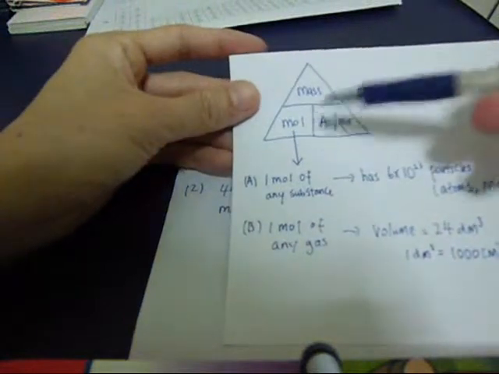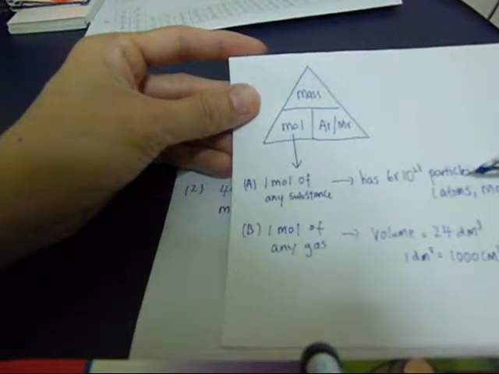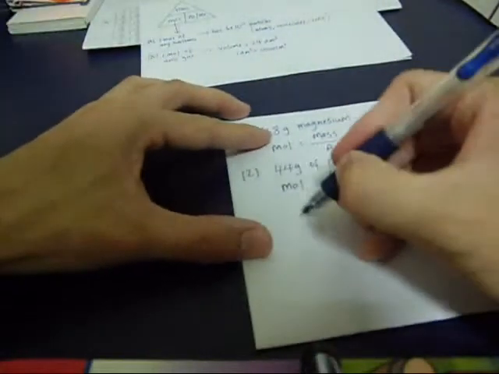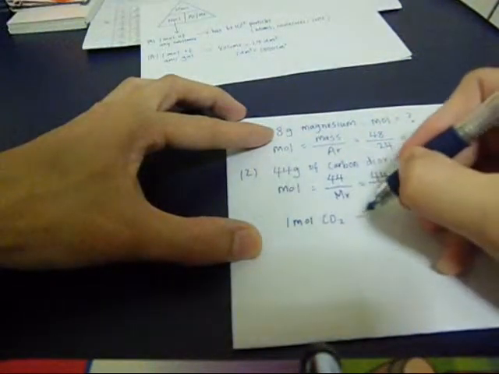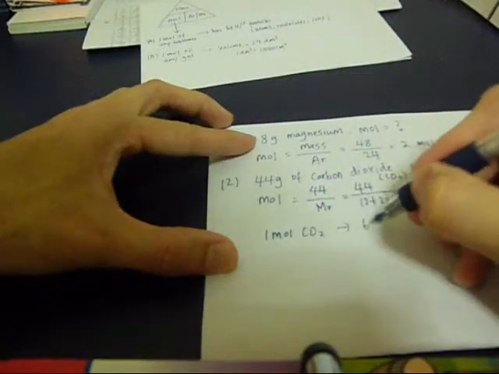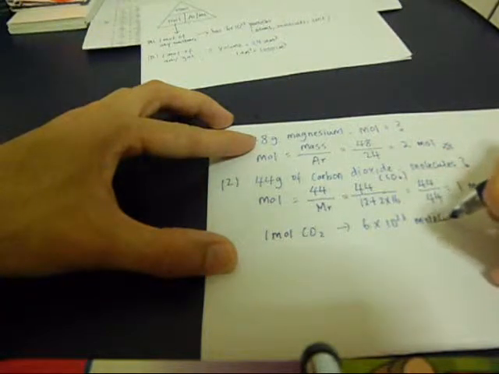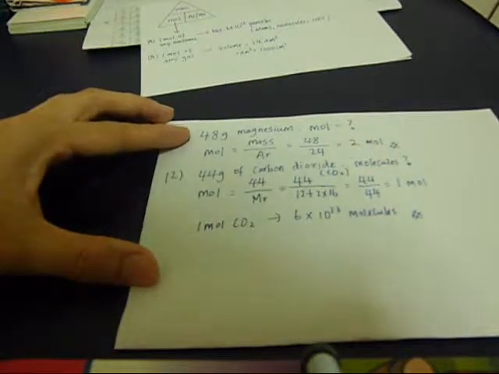After you found 1 mole already, 1 mole of any substance has 6 times 10 to the power of 23 particles. So 1 mole of CO2, how many molecules? 6 times 10 to the power of 23 molecules, and that would be your answer.